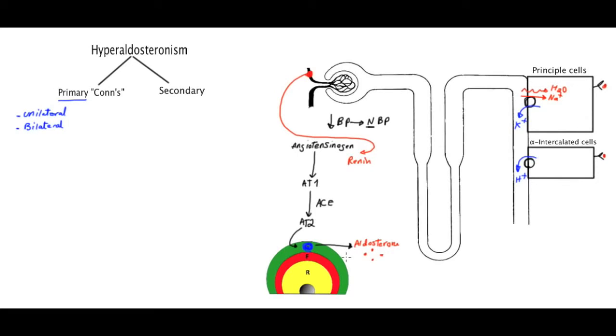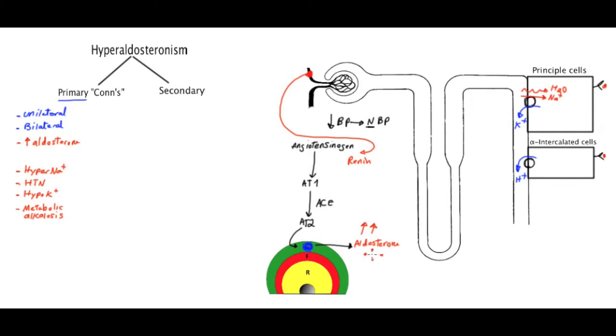So since the tumor is here, we're going to be making lots and lots of aldosterone. Now this aldosterone is going to be doing its job, which is to reabsorb sodium and water and excrete potassium and hydrogen. So we're going to have hypernatremia, hypertension due to sodium and water reabsorption. We're also going to have hypokalemia and metabolic alkalosis. The reason for hypokalemia and metabolic alkalosis is that we are losing potassium and hydrogen ions, which are being excreted in the urine.